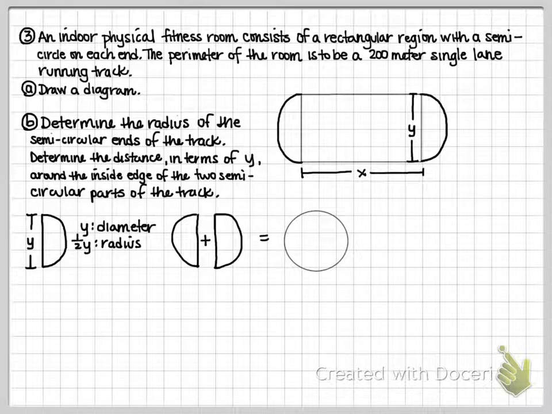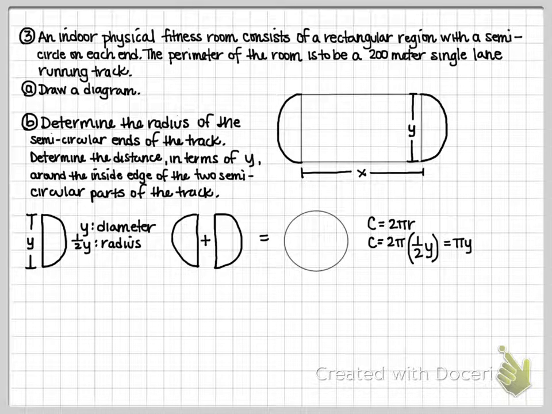Let's get rid of that. I know that the circumference is actually just going to be 2 pi r. All right, so I've got 2 pi. Now I know my radius. That's what I figured out just a second ago. That's half y, which means the circumference of both of the pieces together, the 2's are going to cancel, is just going to be pi y.